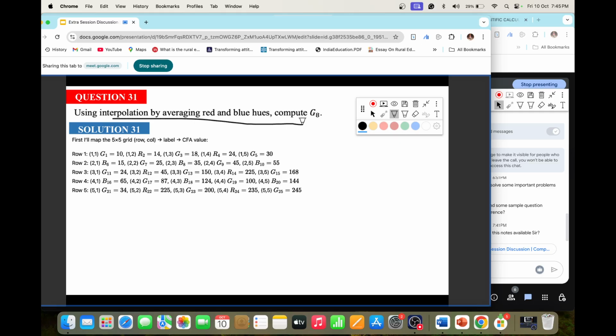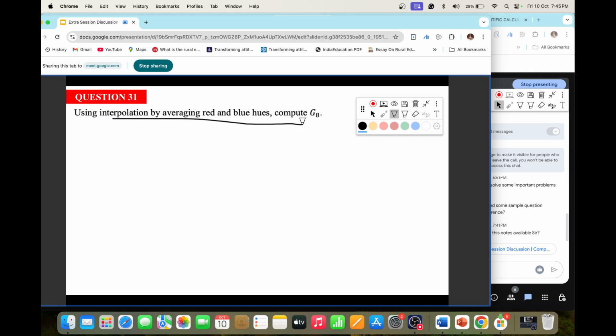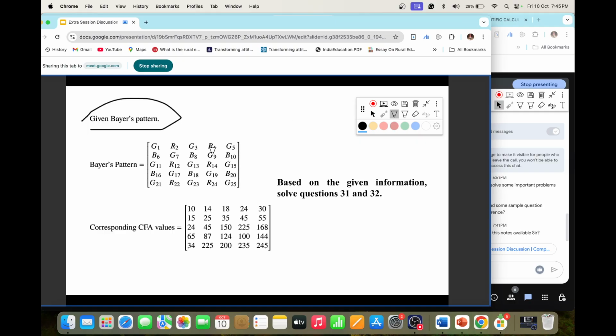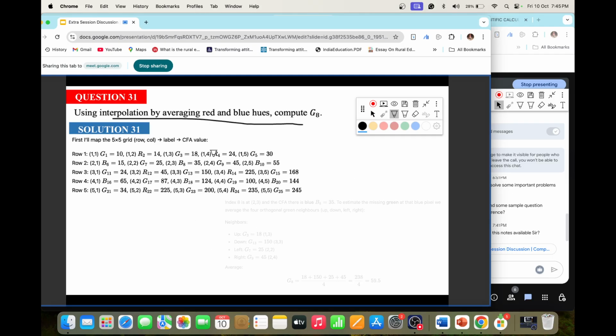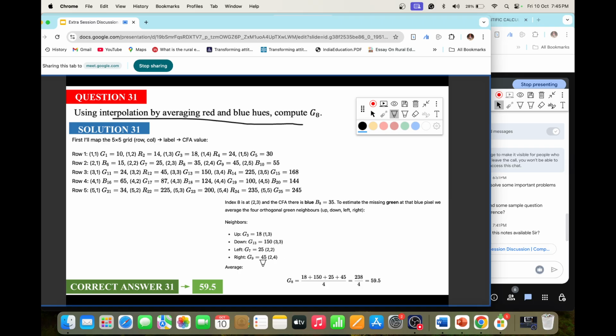Interpolate by averaging red and blue to find G8. G8 is very easy. We are doing interpolation because there are some missing values. You can easily see G8 is missing, but G values are surrounding it. So G8 will be given by G3 plus G7 plus G13 plus G19 divided by 4. Very easy, we just divide by 4 and we can get G8.